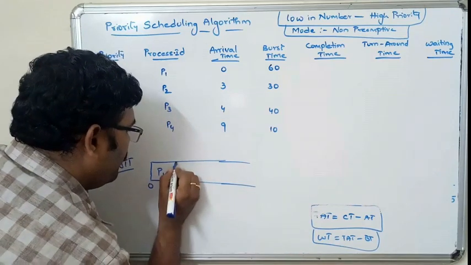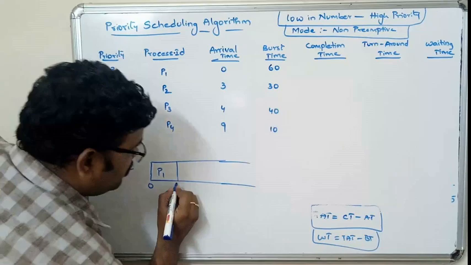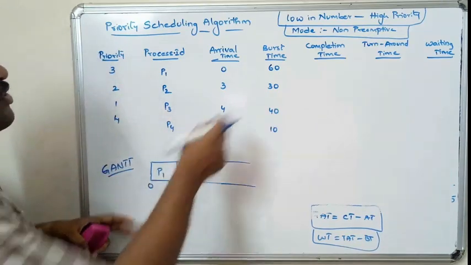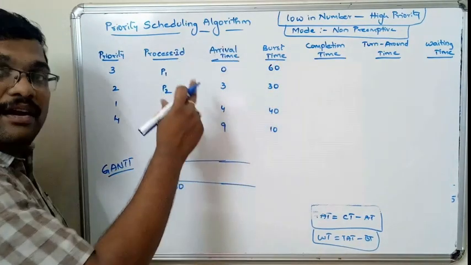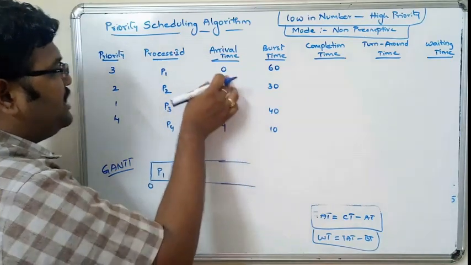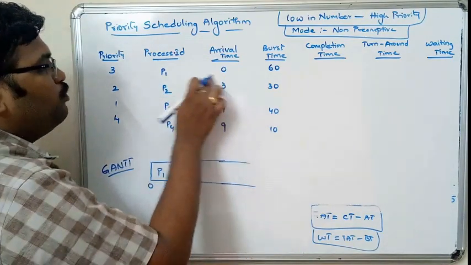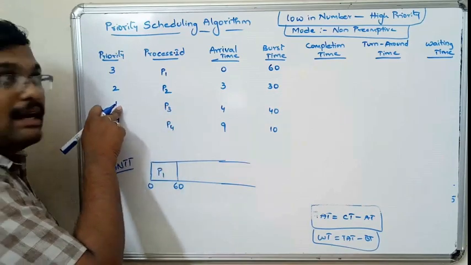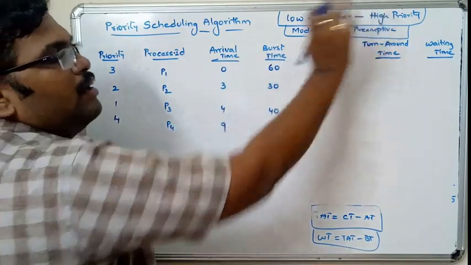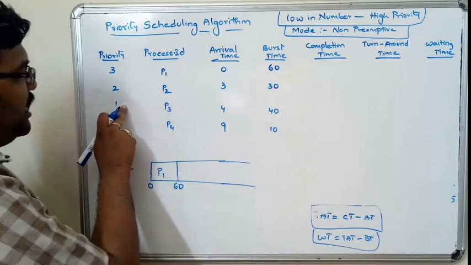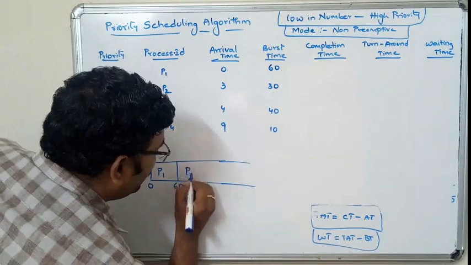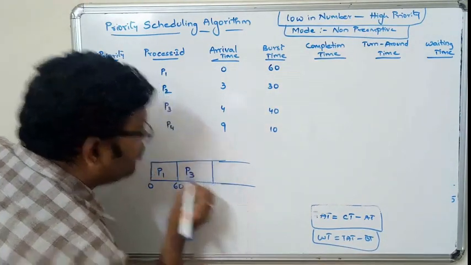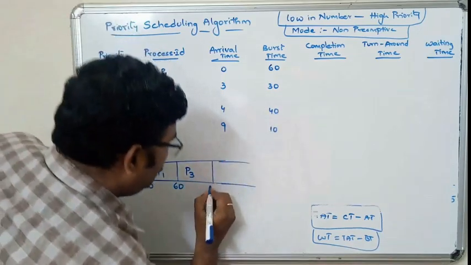At 0, first P1 will be allocated to the CPU, until 60. At the time of 60, all the processes are available in the ready queue. Among these 3 processes, which one has the highest priority? P3, because it has 1. That means the lower number is the highest priority. So P3 will be allocated to the CPU and it will be executed for 40.